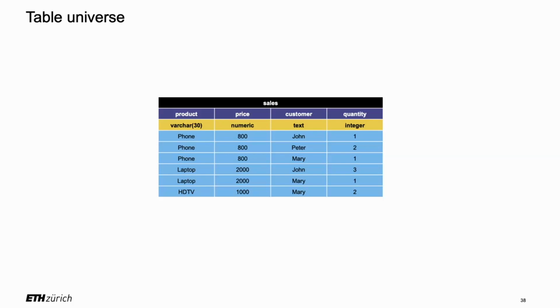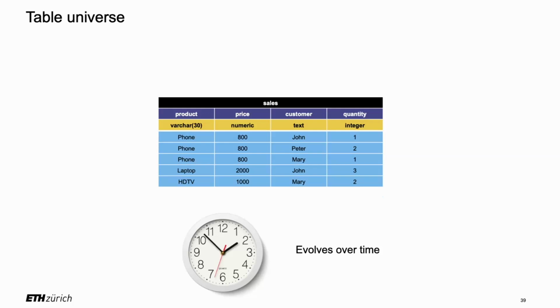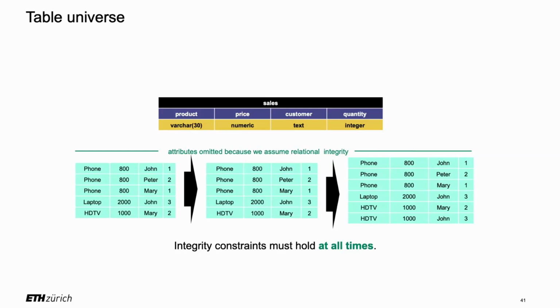So that table changes over time, right? It evolves. You insert, you delete, and so on. So it's not a fixed thing, right? It evolves over time. But there is one thing that doesn't change, it's the schema. So when you enter this create table, with the columns and the domains, that doesn't change. Or at least it doesn't change often, right?